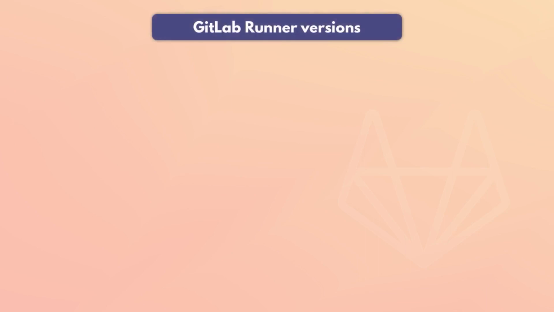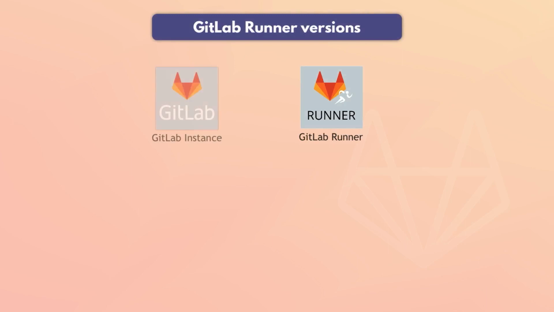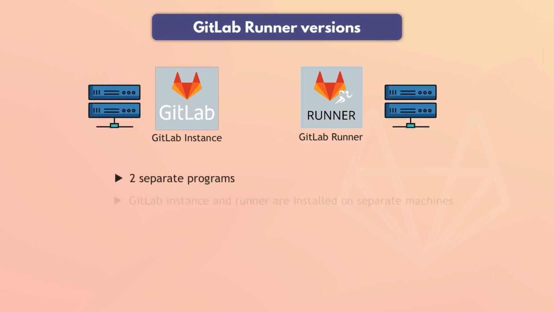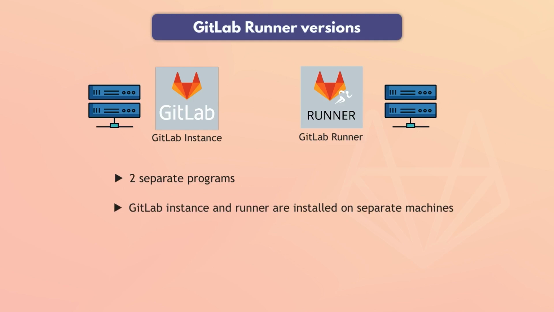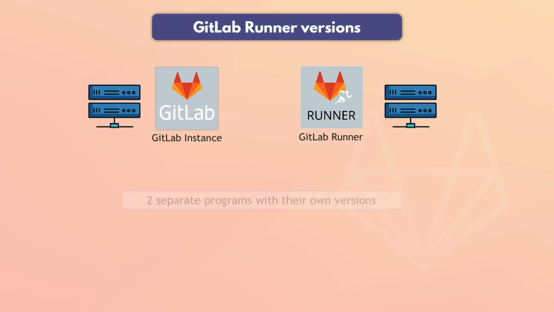There is one more thing I want to quickly mention regarding the GitLab runners and the GitLab instance that these runners are connected to, and regarding the versions of the runners. Now, GitLab server or GitLab installation is a different program that is installed on a separate machine that basically manages the whole GitLab setup. And GitLab runner is a different program that we install on other servers, and then we connect it or register it to the GitLab instance.